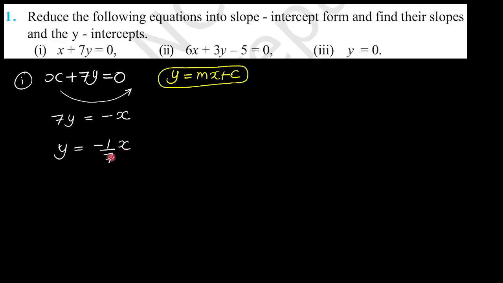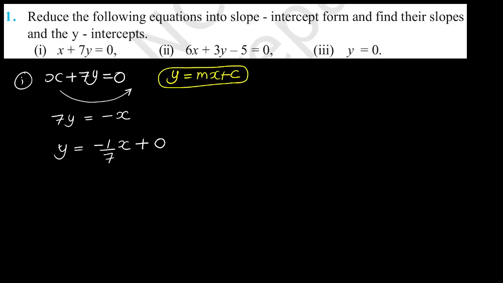mx is already there. I got mx. c is not there, so you just put 0 there. If you put plus 0, that does not make any difference. So y equal to minus 1 by 7 x plus 0. We can compare with the slope-intercept form y equal to mx plus c.